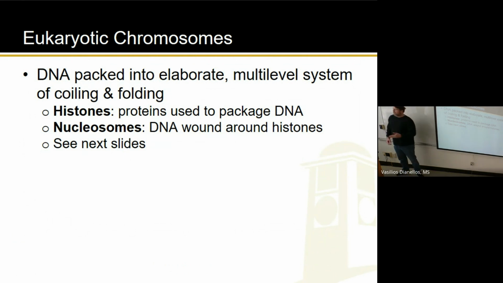Some terms you might need to know, not necessarily because I'm going to ask you, but because I'm going to use them, both in teaching you this chapter and also in the exam. Histones are the proteins used to package the DNA. When I say chromatin is half DNA and half proteins, that's the protein. That's the histones. I'll show you a picture on the next slide.